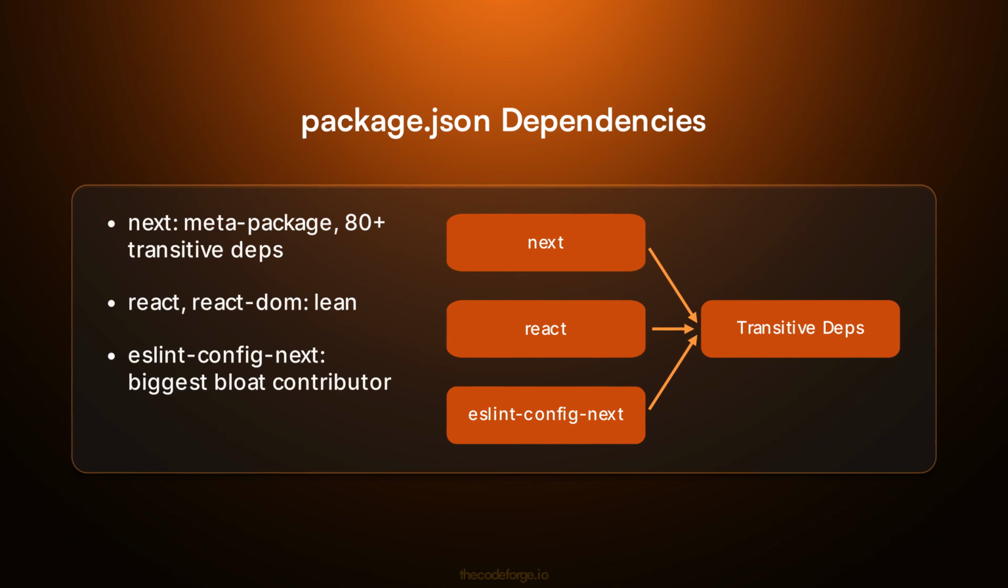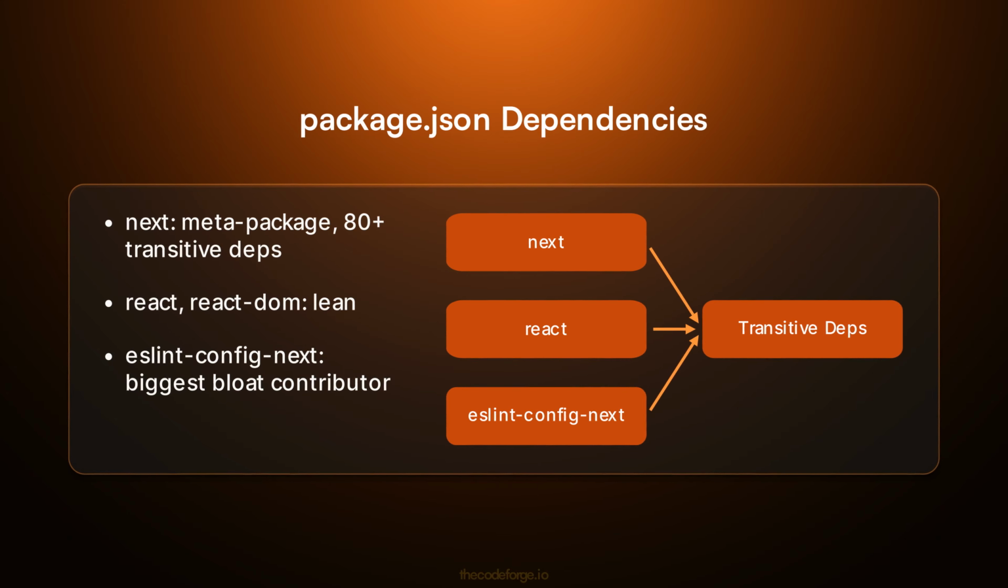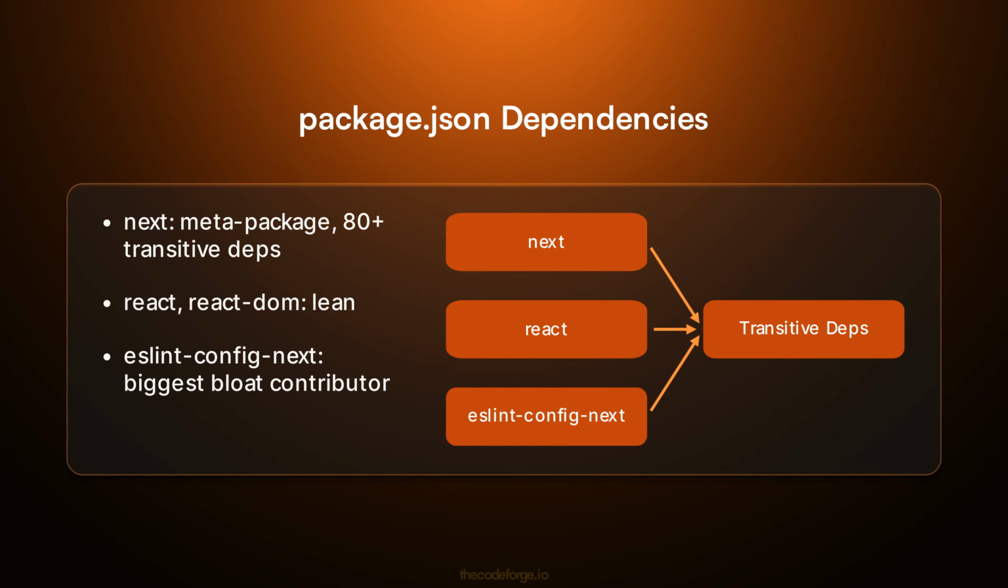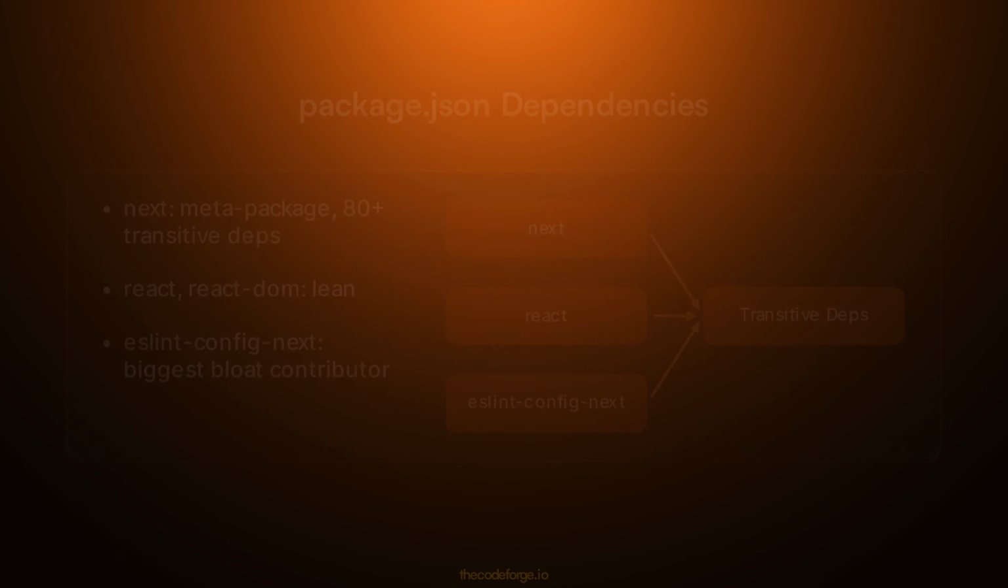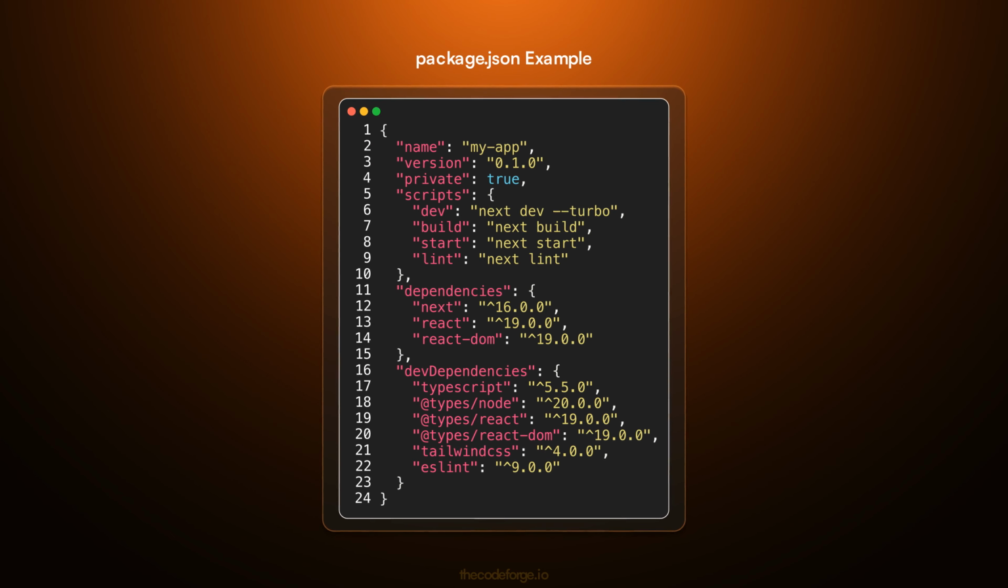Your scaffolded package.json lists next, react, react-dom, and a few devDependencies. But next alone pulls in 80+ packages. eslint-config-next is the single biggest contributor to dependency bloat. Here's the default package.json.